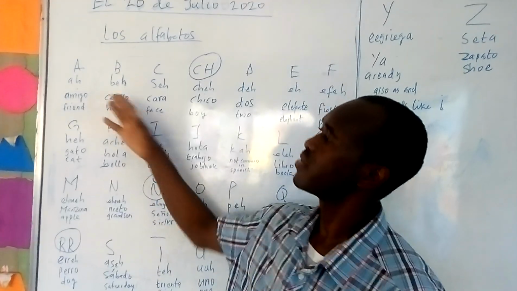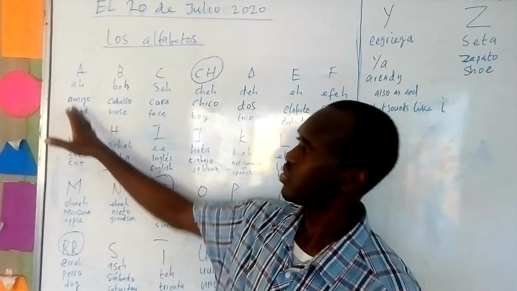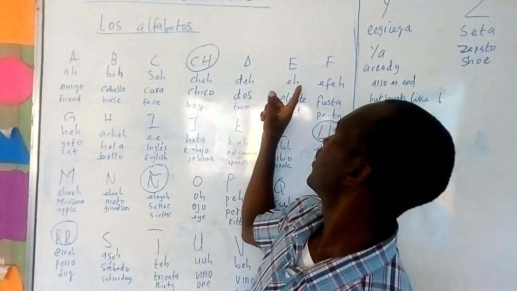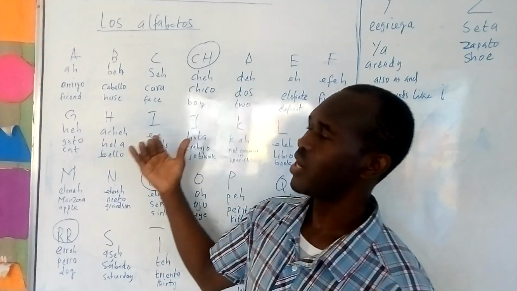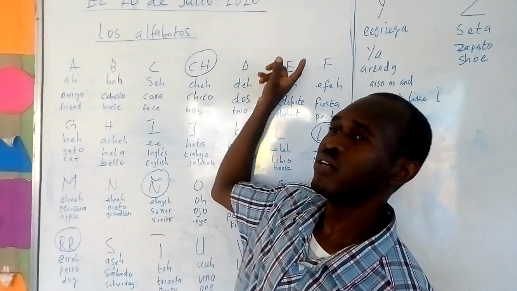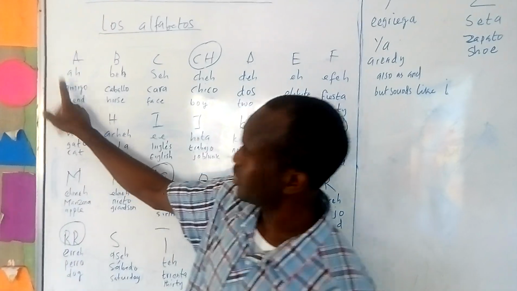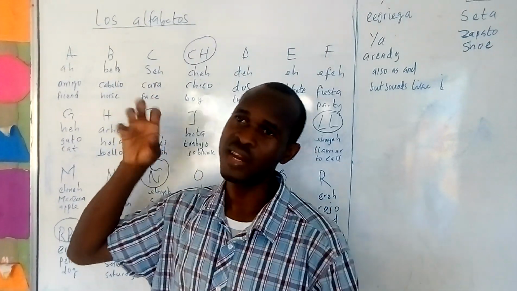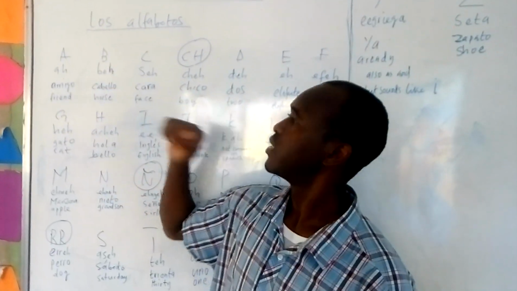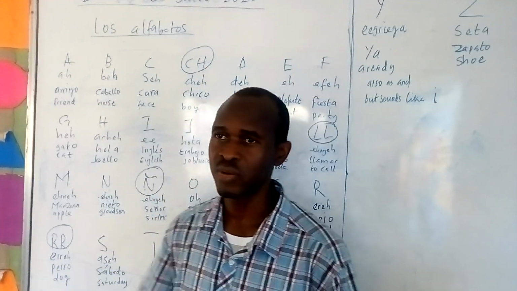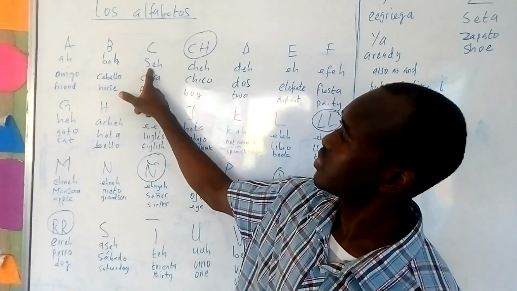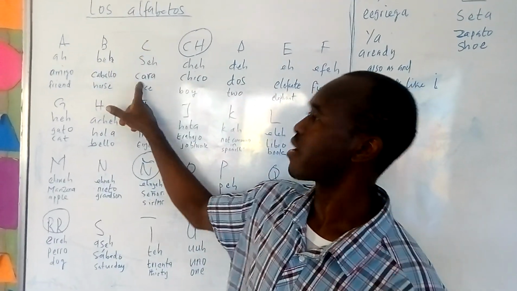All right. Now, this is A. In English, you have A, B, C, Ch, D, E, F. How do you have that in English? You have A, B, Ch, D, F. The A here is for amigo. A as in apple. A as in amigo, a friend, a male friend. Then you have B as in caballo, which means there's a B. That's what we're trying to say. And then you have the C sound, cara.